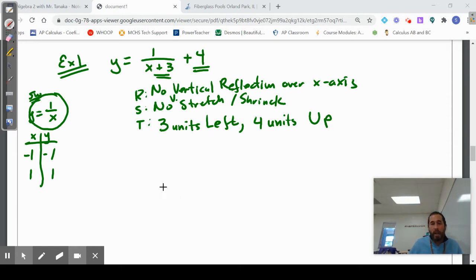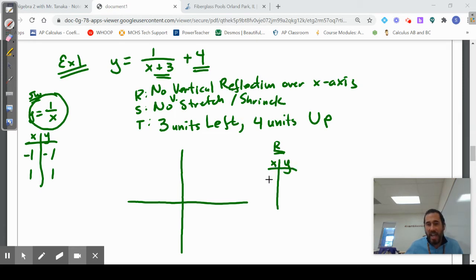Okay, and so here we go. Now what do I have to do? Okay. Remember, there's some important stuff going on here. And remember, if we go back to when we graphed earlier, we kind of did a table of values for R, S, and T. Now for R, there was nothing that changed. So it's still -1, -1 and 1, 1. Now there was no stretch or shrink. So we're still at -1, -1 and 1, 1. But there were translations. So things will change. Let's see how they change.